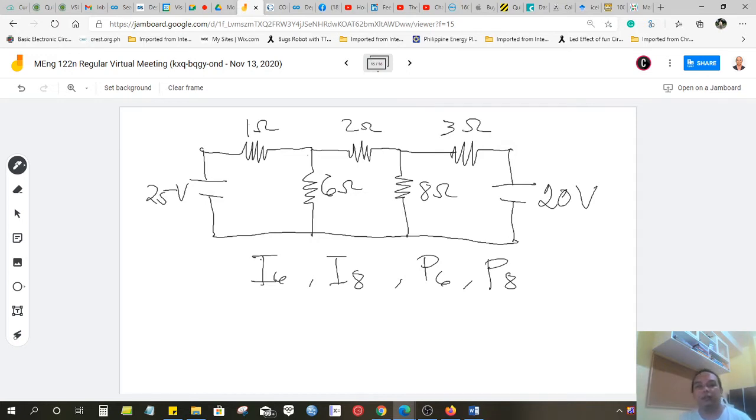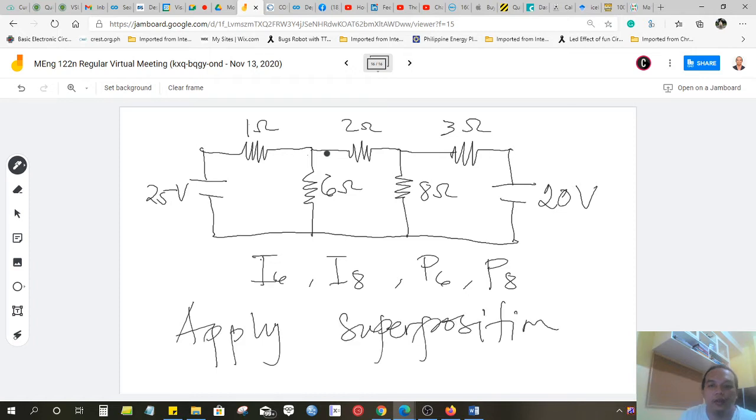Okay? So we apply the superposition theorem to this solution. We already know the answers for I6, I8, P6 and P8 from the last lesson, Kirchhoff's and Maxwell. They should have the same answer, so hopefully we do not make a mistake in solving this. It should be the same.